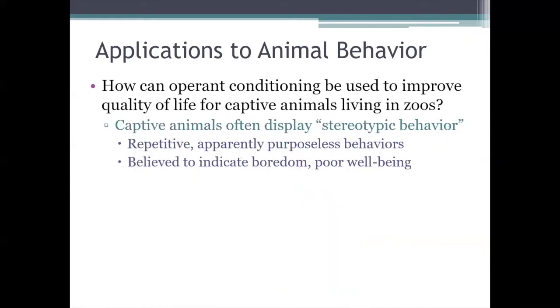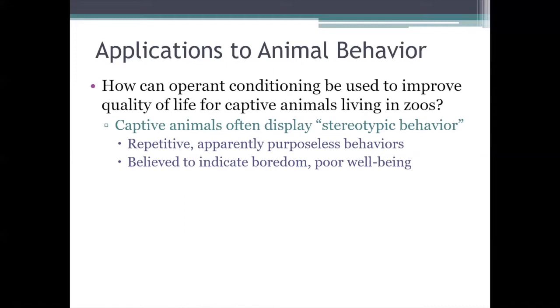But another problem that zookeepers face is basically that when animals are held in captivity, they often act kind of bored. So, for example, they might pace up and down, they might groom themselves excessively. So, they engage in what we call stereotypic behaviors, which are these repetitive behaviors that don't seem to serve any apparent purpose. And we don't usually see stereotypic behaviors in wild animals, but we do in captive animals, and they're often taken as indicators of poor psychological well being in those animals.